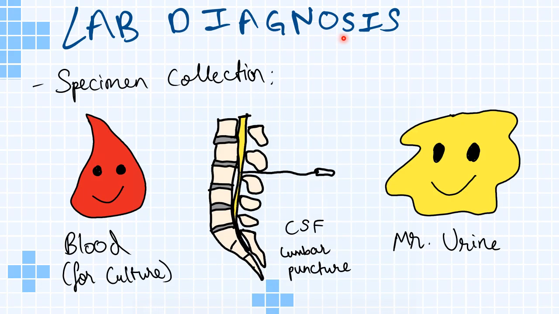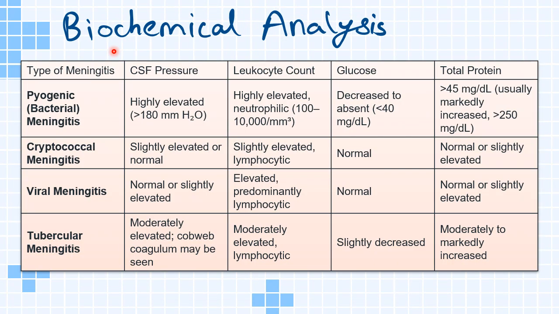Now, coming to lab diagnosis, the first one is specimen collection. The most important specimen here is CSF, which is collected through lumbar puncture. The other specimens are blood for culture and urine. Biochemical analysis gives us an idea about the type of meningitis. In pyogenic meningitis, CSF pressure is highly elevated. Leukocyte count is markedly increased with neutrophilic predominance. Glucose is decreased and protein is markedly elevated.